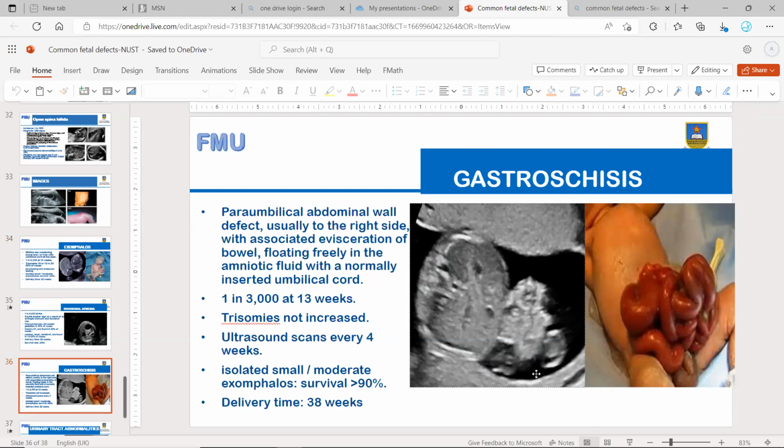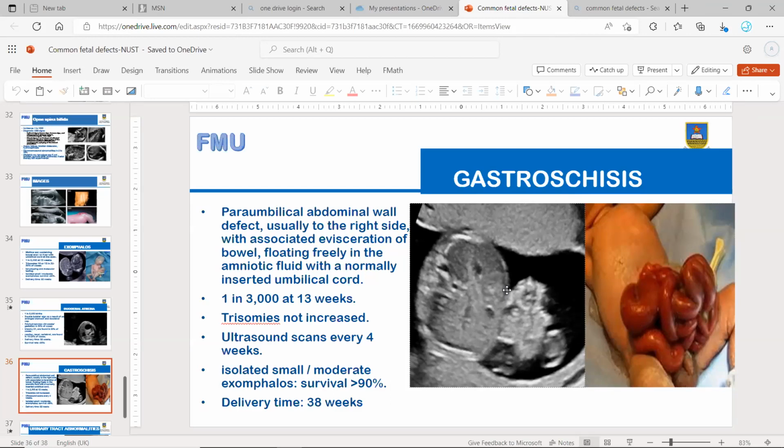You are going to see these bowels floating within the amniotic cavity. You can see there's a difference with an exomphalos in that there is no nice membrane covering. It's just bowel floating everywhere. And it will be like this. So this is gastroschisis.